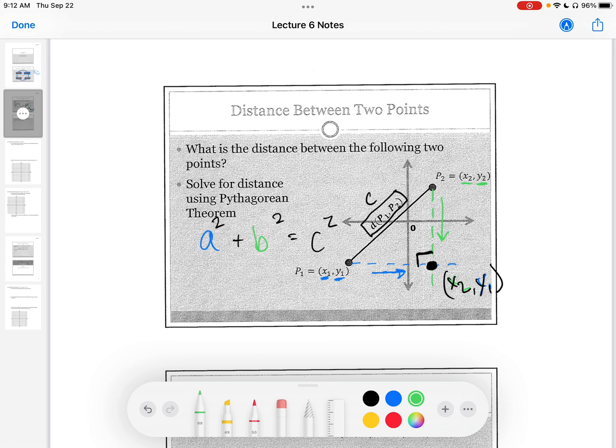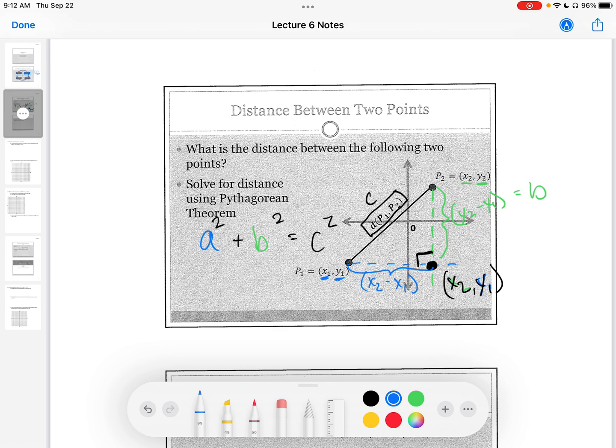If I want to figure out what this distance is here on this line, I would need to know the difference between my y values. So I would say y sub 2 minus y sub 1, that is going to be my distance. So this here would be my b value. Same principle down here: I need to find the difference between my x values. So I can do x sub 2 minus x sub 1, and that would be my distance between these 2 points here.